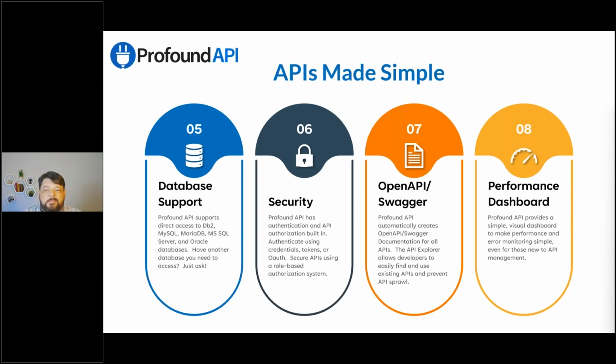Profound API is built on top of the Open API standard. This was previously known as Swagger. So if you're not familiar with the term Open API, Swagger you probably are. And Profound API has that support built in. So as you build your APIs, Open API documents, Swagger documents are automatically built, and an automatic documentation system is built as you're developing. We'll take a look at that when we dive into the product in a minute.